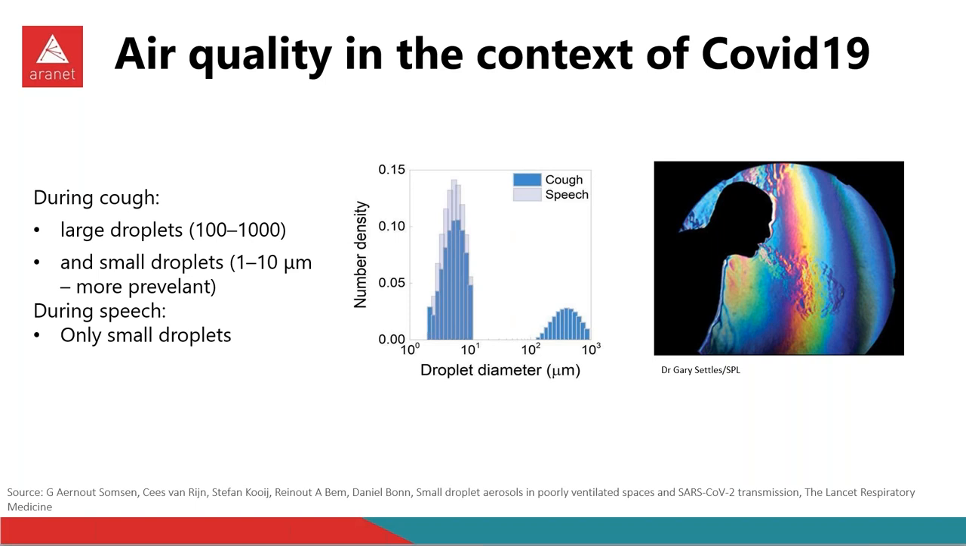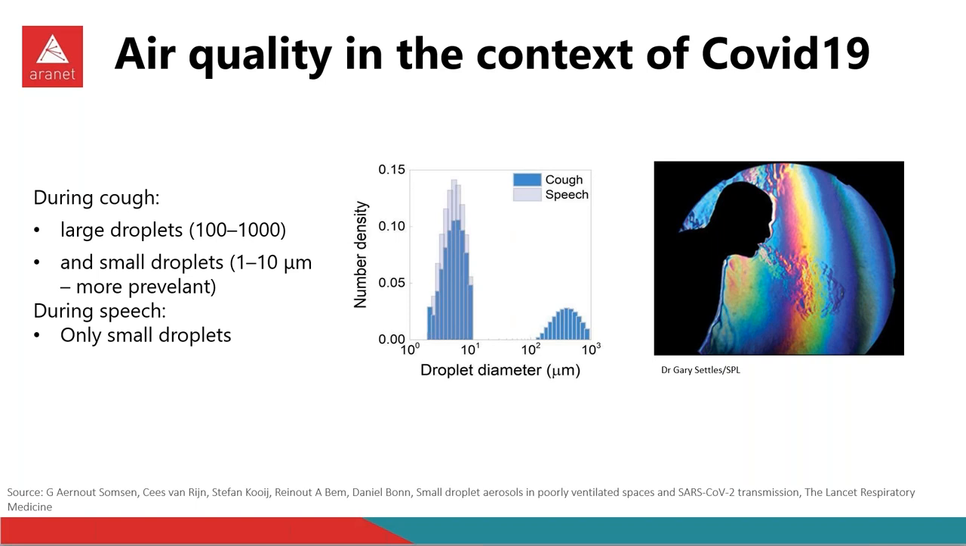So what these researchers did was study the distribution of different droplets caused by coughing, talking, any interactions that people do. And what they found out is that typically you see two quite distinct types of droplets.